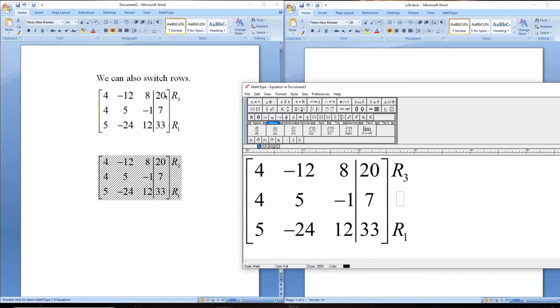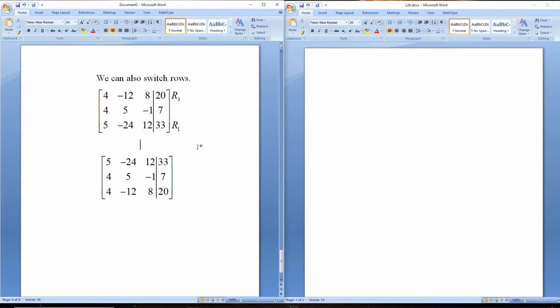So row 1 now becomes row 3. That'd be a 5 and a minus 24 there, a 12 and a 33. And now we're going to replace row 3 with row 1. So row 1 is 4, minus 12, 8, and 20. And then we completed that instruction. So there we go. We started with this matrix here, and all we did was switch row 3 with row 1. So ultimately, it doesn't matter the order of these rows, so that's an operation we can do is just switch them.